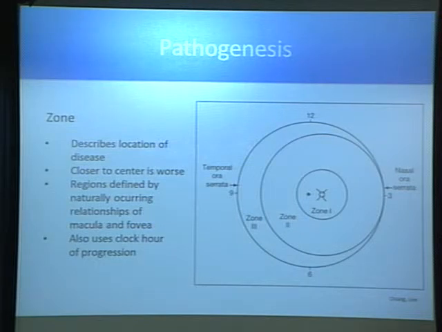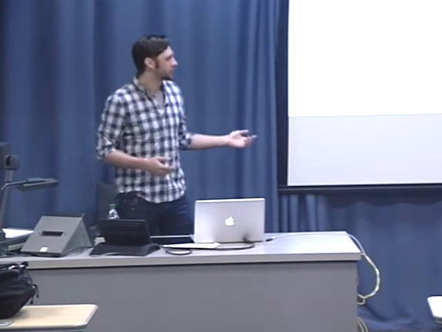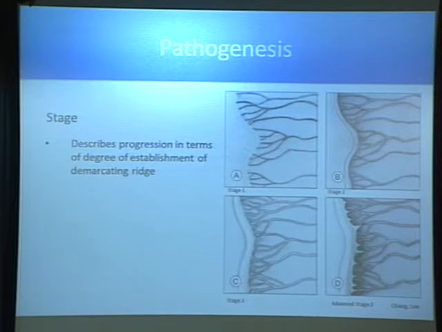Another way is we look at the stage of disease, which looks at how the formation of this ridge progresses. You can see that the higher stages have to do with basically a raising of this ridge and a more robust entrenchment of it. Like you get more vascularization along it, and it basically becomes more pronounced.